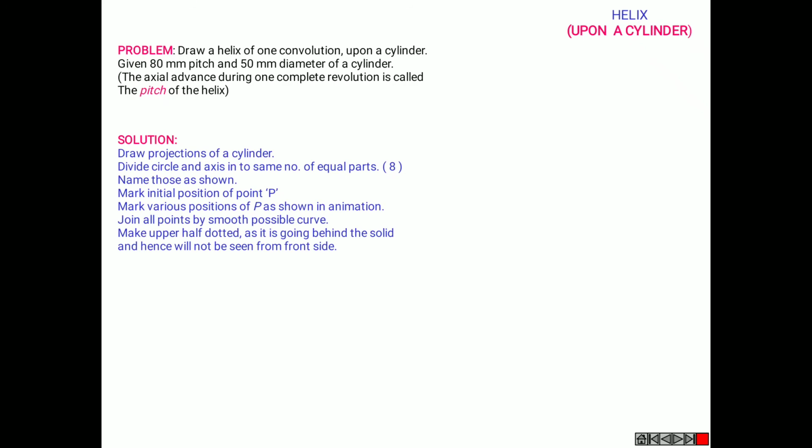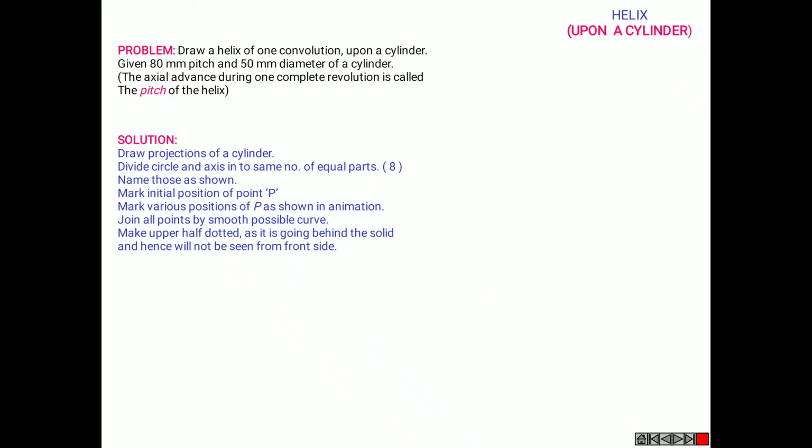The axial advance during one complete revolution is called the pitch of the helix. What is it saying? Draw a helix of one convolution upon a cylinder with given 80 mm pitch and 50 mm diameter of a cylinder. The axial advance during one complete revolution is called the pitch of the helix.